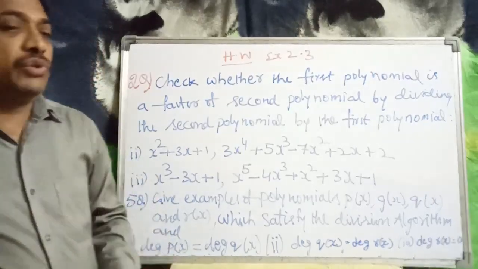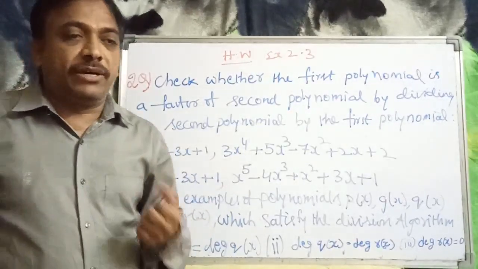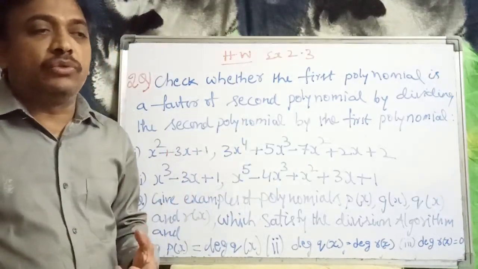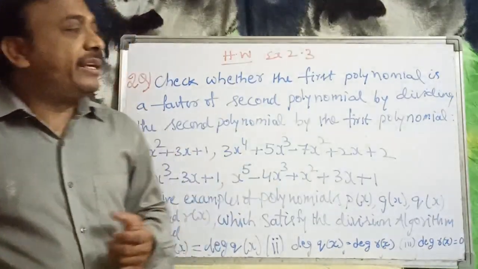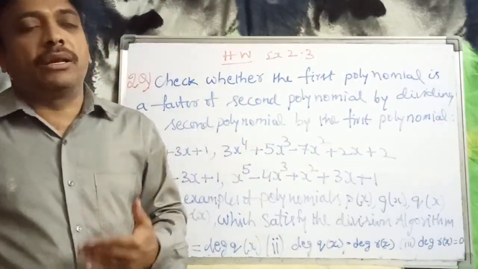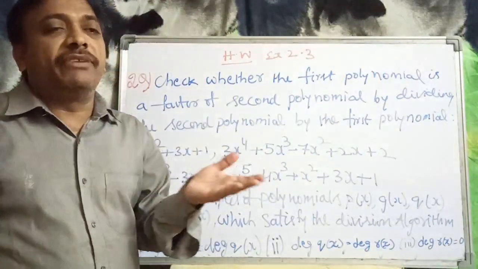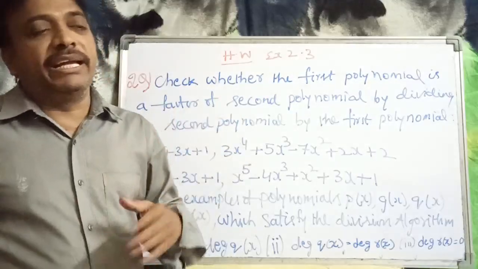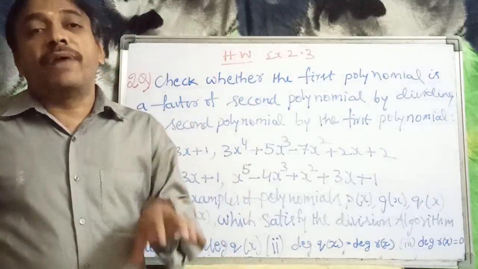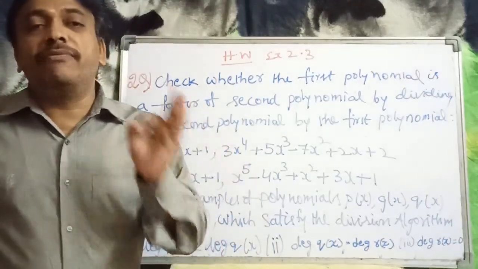I hope you understood how to divide p of x by g of x, how to obtain the remainder, how to identify the other two zeros when they give two zeros, and how to find out whether the given term is a factor or not. When do we say it is a factor? If the remainder is 0 on dividing, then the divisor will be a factor of the dividend. That means g of x will be a factor of p of x.